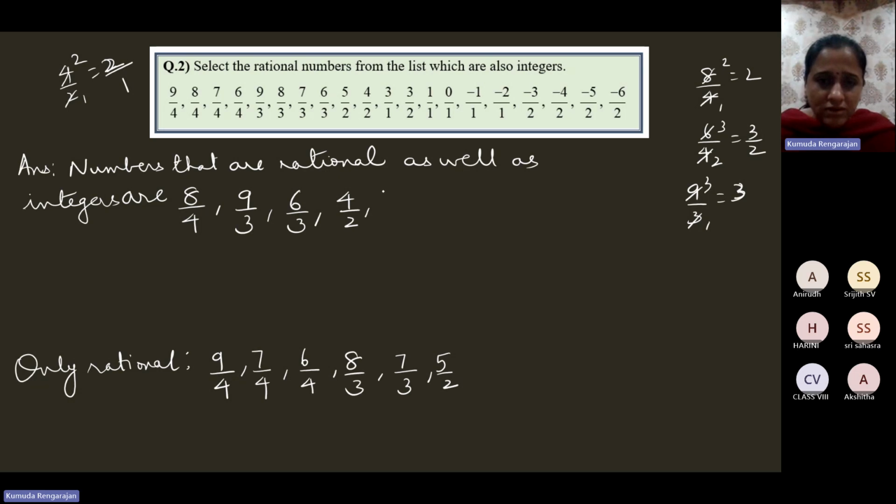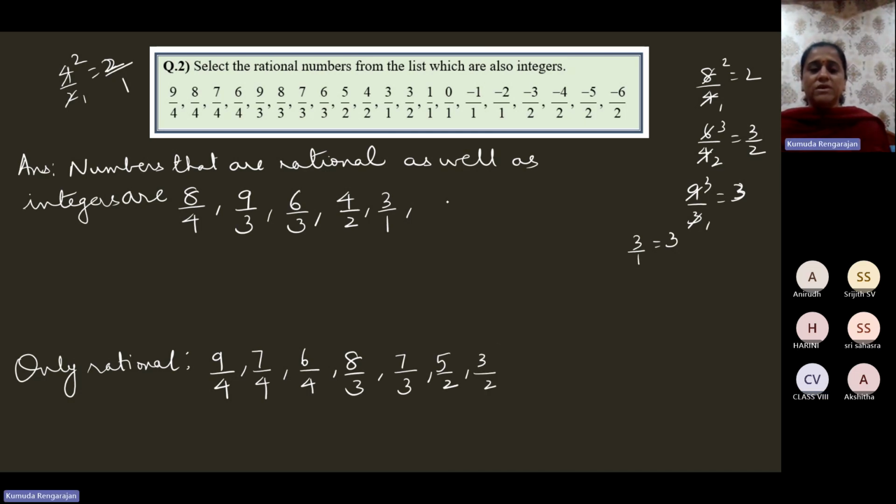Next, Sahasra, 3 by 1. Only rational. What is 3 by 1? Isn't it 3? Yes, ma'am. Now, is 3 an integer? Yes, ma'am, it is. So 3 by 1 is a rational number as well as an integer. 3 by 2, Navneet. Ma'am, only rational.